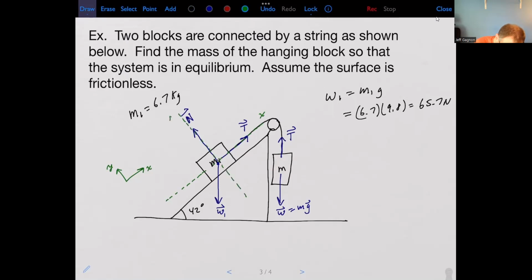So that would be the y-axis. So then at least the tension is right along the x-axis. You can see the tension right along the x. The normal is right along the positive y. But the weight here is going to have components. It's going to have an x component. It's going to have a y component.